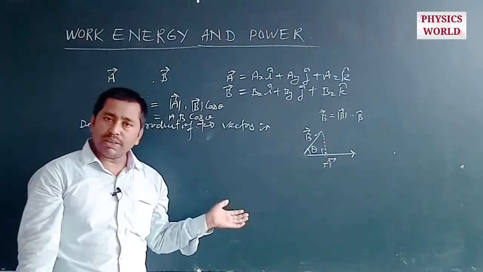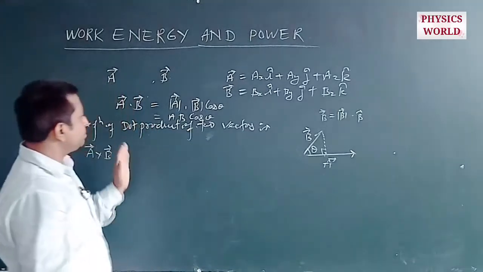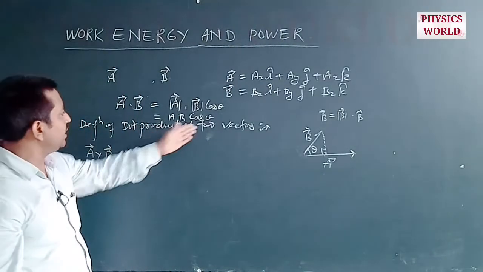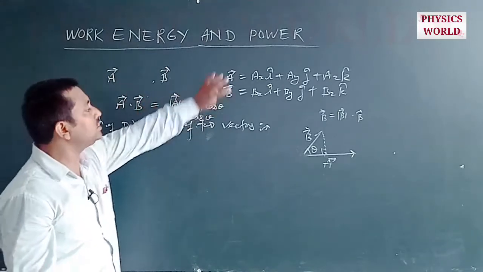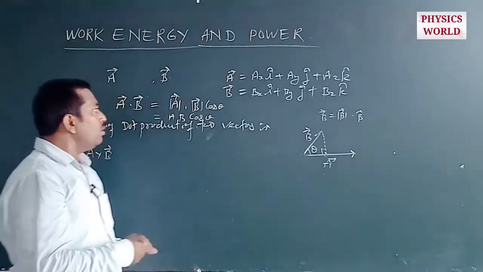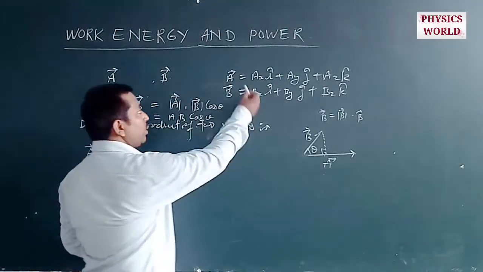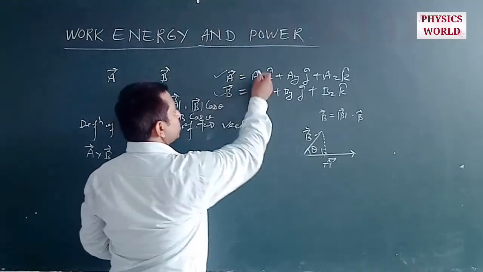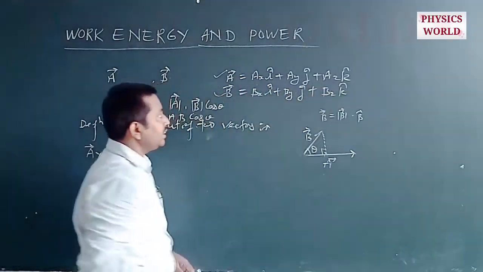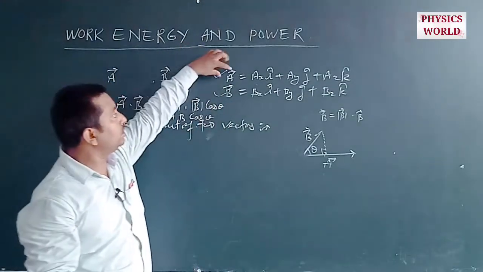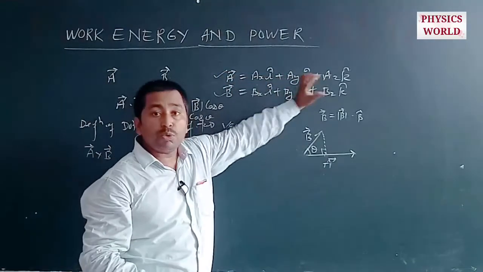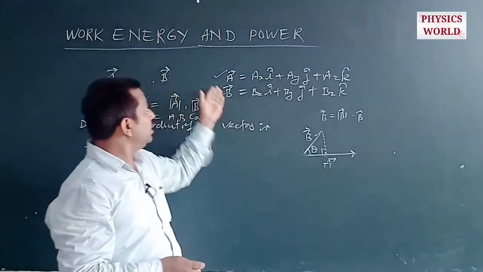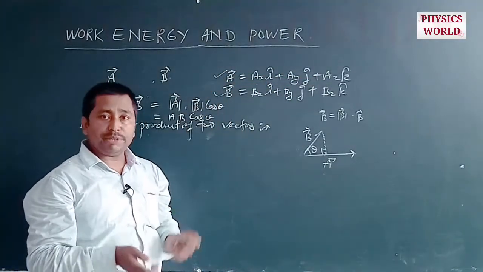Because it is a scalar quantity, we can express it without any direction. So we can write vector A dot vector B equal to AB cos theta. Now if you want to know more about what the value of A dot B will be in terms of i, j, k, if we put vector A like this and vector B like this, then what will be the value of vector A dot vector B?